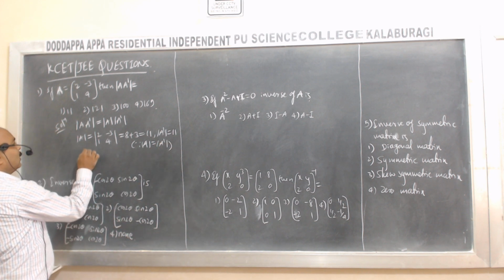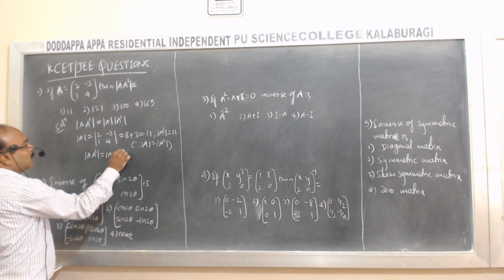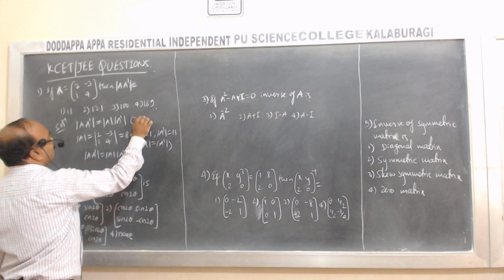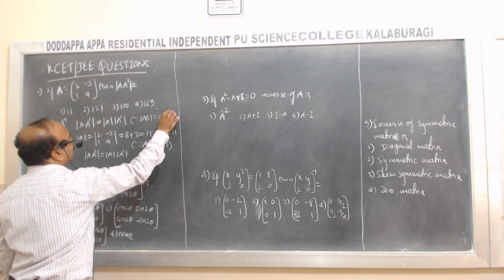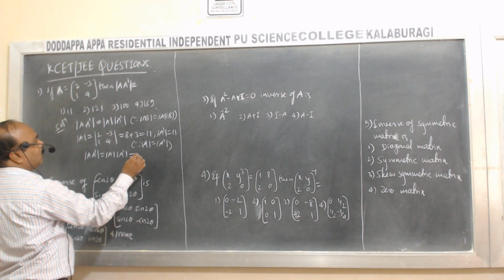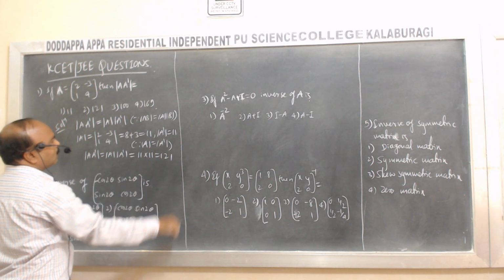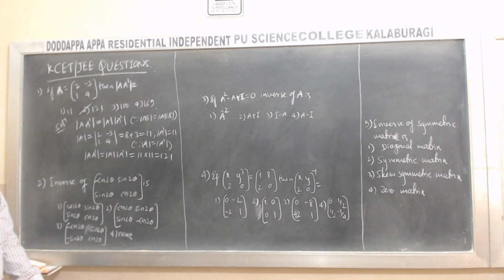Now we want the value of determinant of A into A dash. It is determinant of A into determinant of A dash, because the reason is determinant of AB equal to determinant of A into determinant of B. Now determinant of A is 11, and determinant of A dash is also 11, we get 121. So it is the second option for this question.